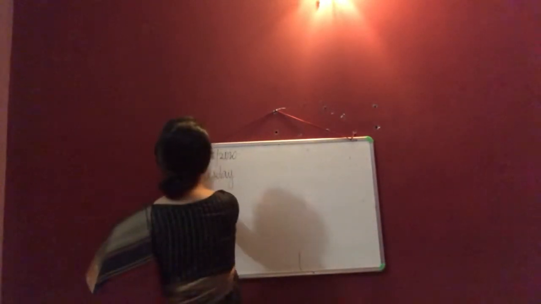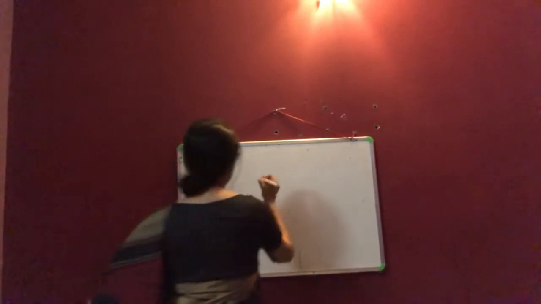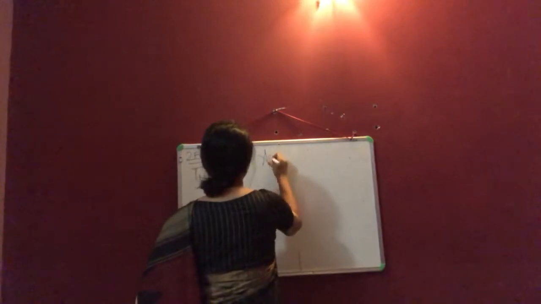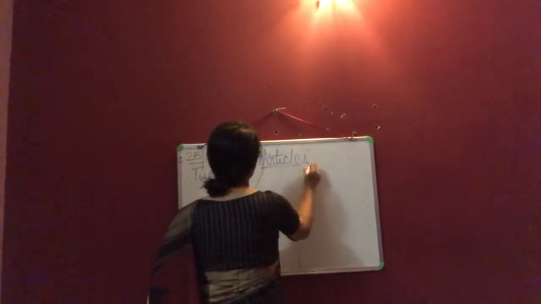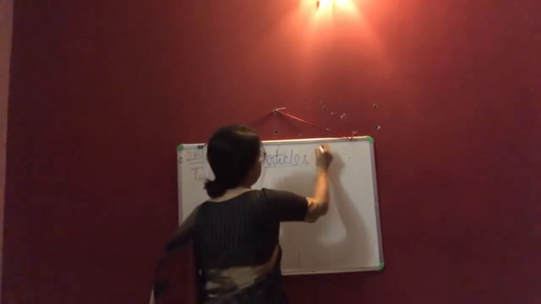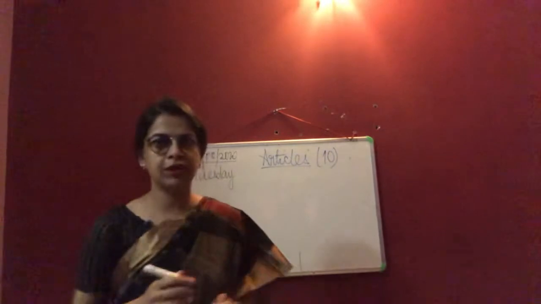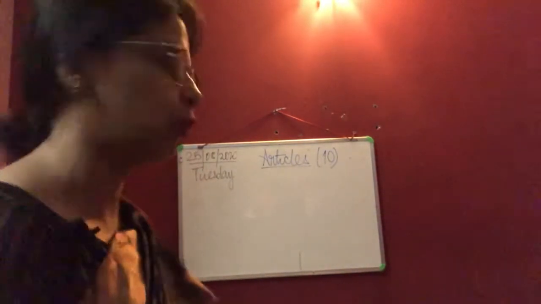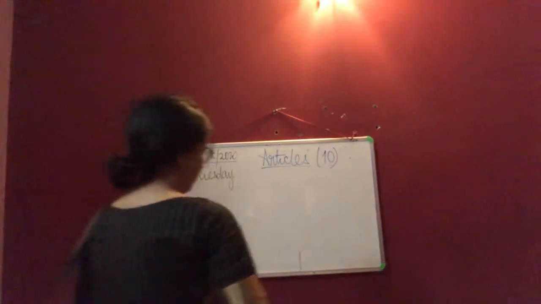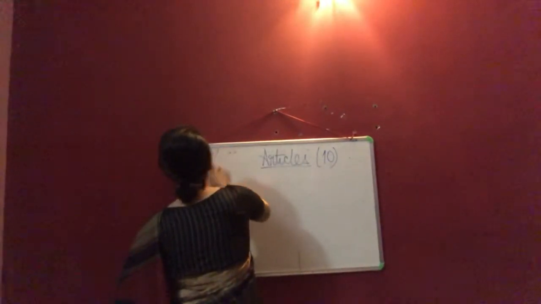The date today is 25th of August and it's a Tuesday. The name of the chapter is Articles, chapter number 10. I hope you can see the board. Now, let me erase the board before I begin with my example.